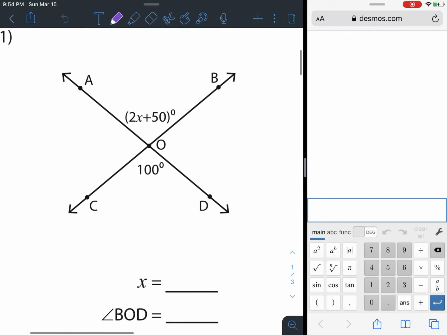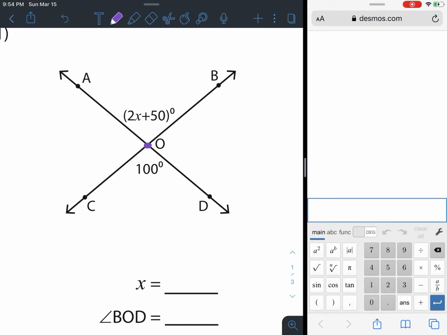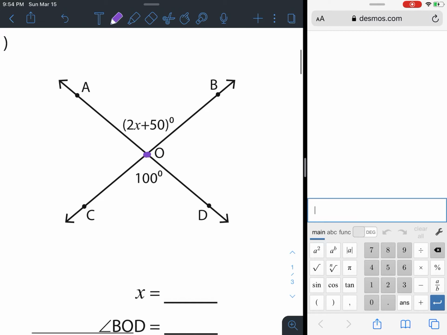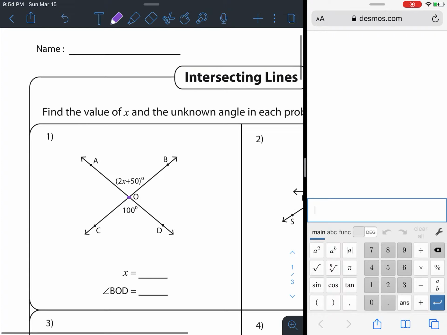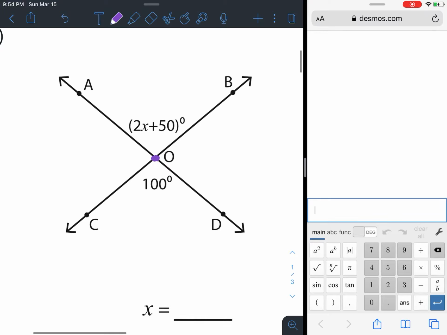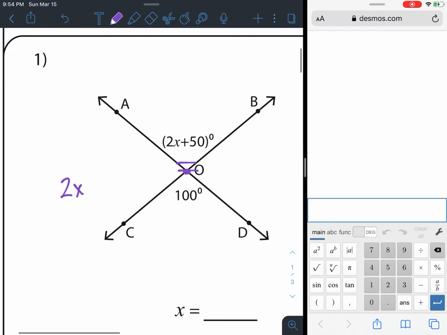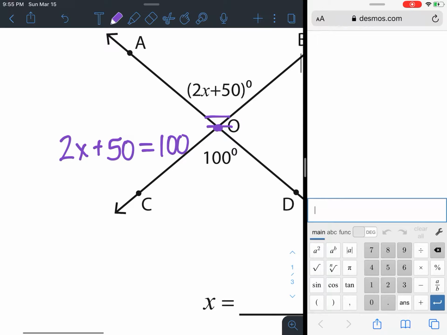Number 1, these two share the vertex. They are across from each other. So remember that makes them vertical angles, which means they are equal to each other. So for this one, we'll set up the equation 2x plus 50 equals 100. And then we're trying to solve this for x.